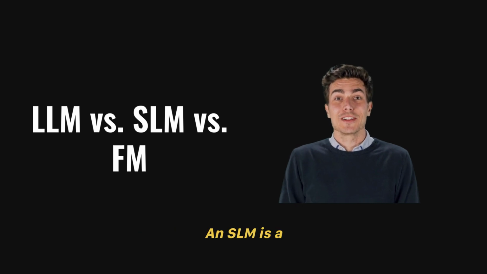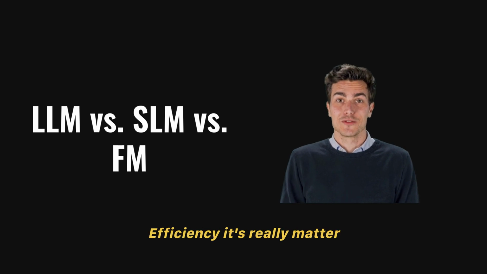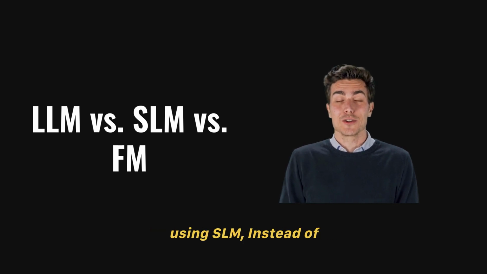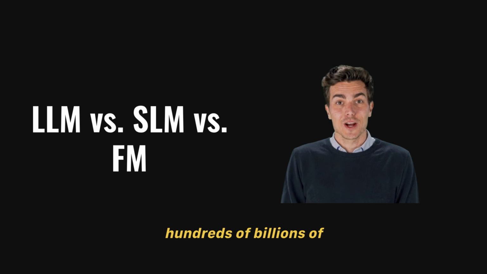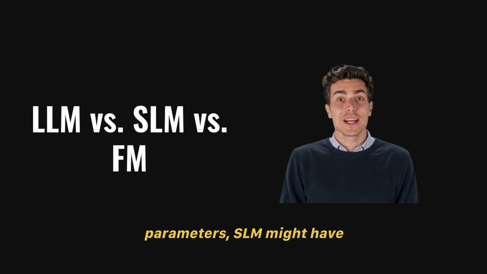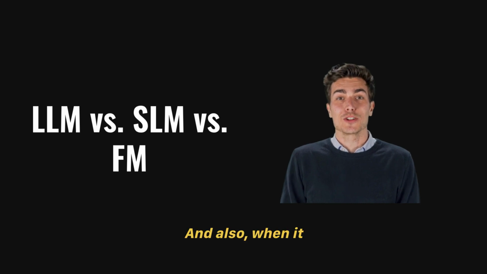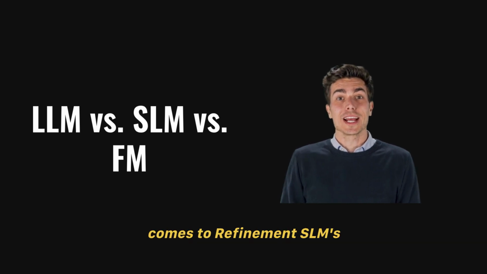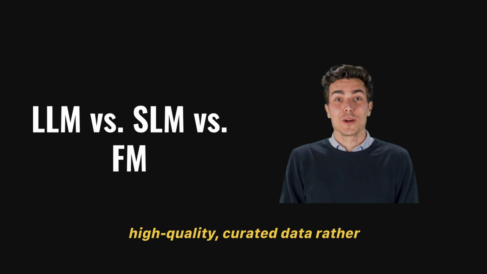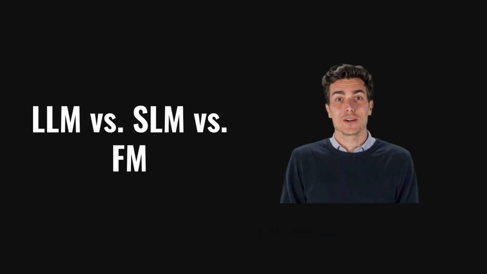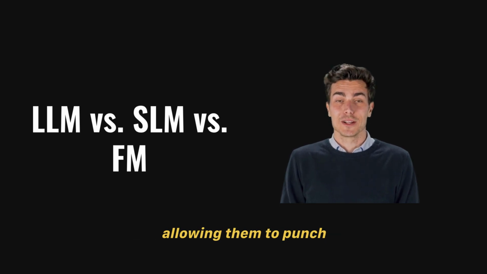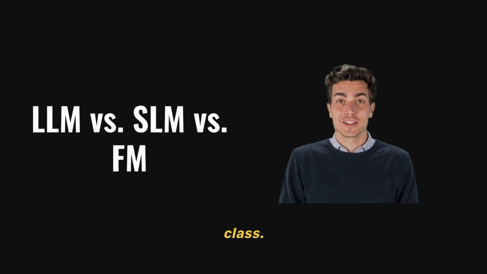Now, time for you to understand what are small language models, SLM. An SLM is a streamlined, more efficient version of an LLM. When it comes to efficiency, it really matters to use an SLM. Instead of hundreds of billions of parameters, an SLM might have 1 billion to 10 billion. And also, when it comes to refinement, SLMs are often trained on high-quality, curated data rather than the entire internet, allowing them to punch way above their weight class.